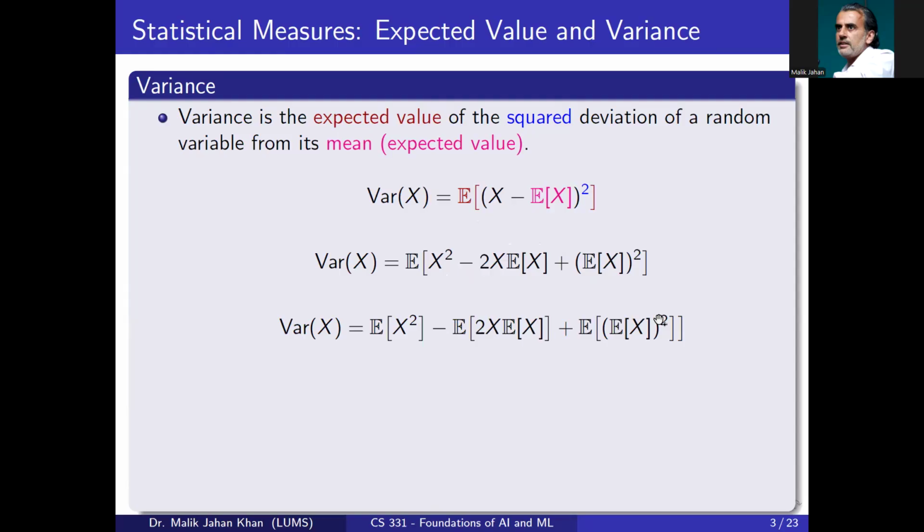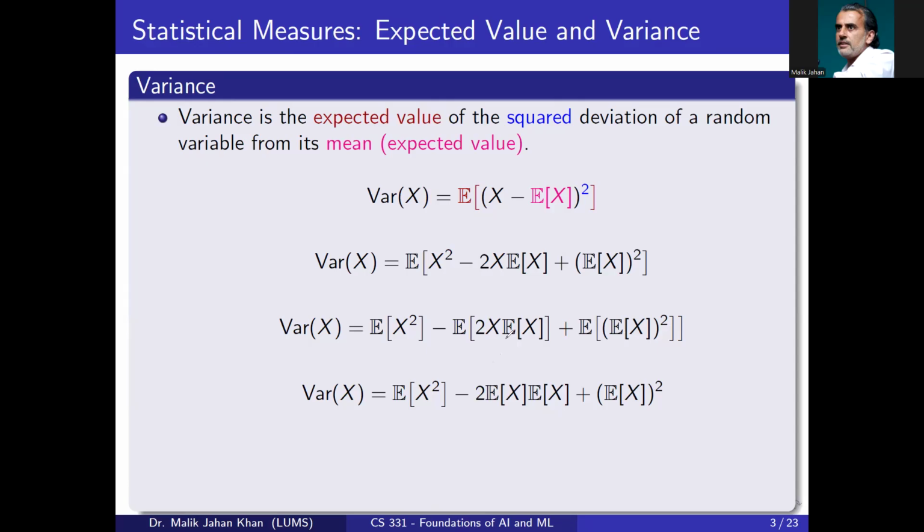The next thing we do is apply expected value across the entire expression separately, because linearity holds for expected values. So all these terms are separated from the perspective of expectation. So the first term just becomes expected value of x squared. The second term, if you focus on the second term, is expected value of 2 times x times expected value of x.